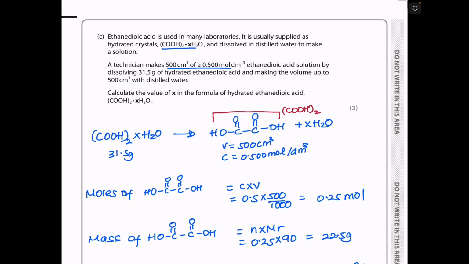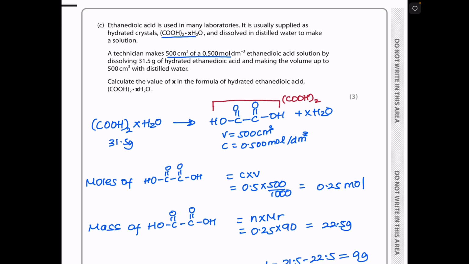In part C, ethanedioic acid is used in many laboratories. It is usually supplied as hydrated crystals, which is that, and dissolved in distilled water to make a solution. A technician makes 500 centimeters cubed of 0.500 mole per decimeter cubed ethanedioic acid solution by dissolving 31.5 grams of hydrated ethanedioic acid and making the volume up to 500 centimeters cubed with distilled water. Calculate the value of X in the formula of hydrated ethanedioic acid, and the formula is given.